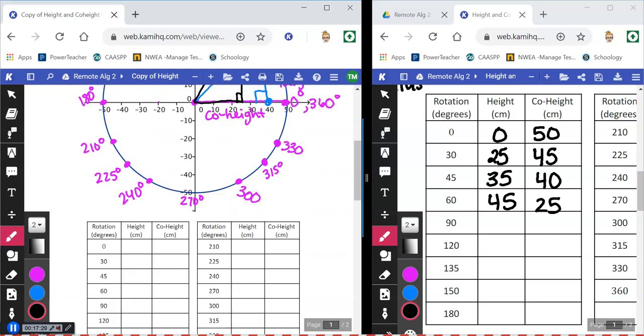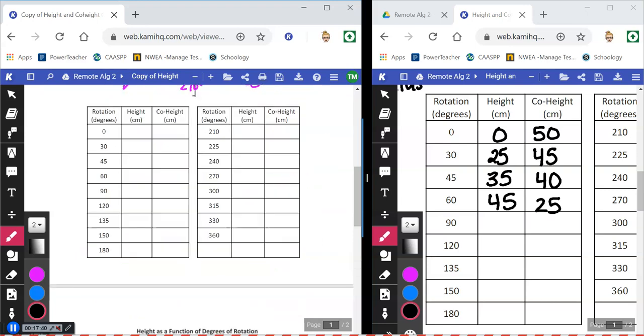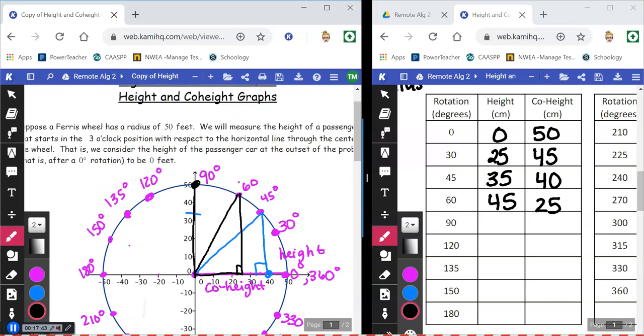Then my 90-degree angle creates its own right triangle here with the x-axis. And so the height of this point right here is 50. And then the coheight, this point right here has no distance on the x-axis. It's at 0 on the x-axis, so we have a 0 coheight.